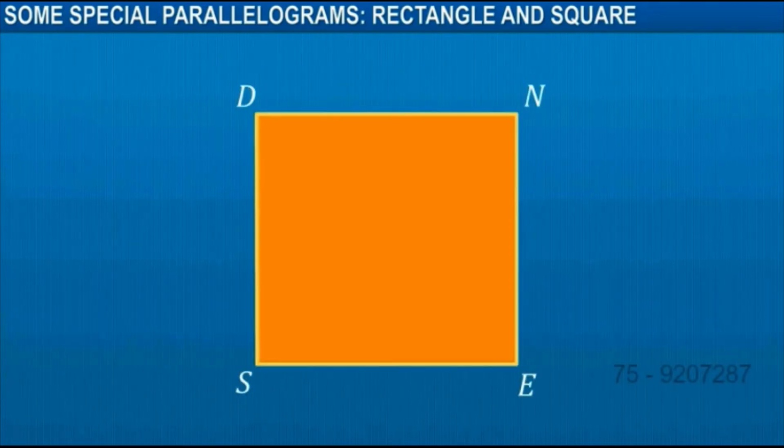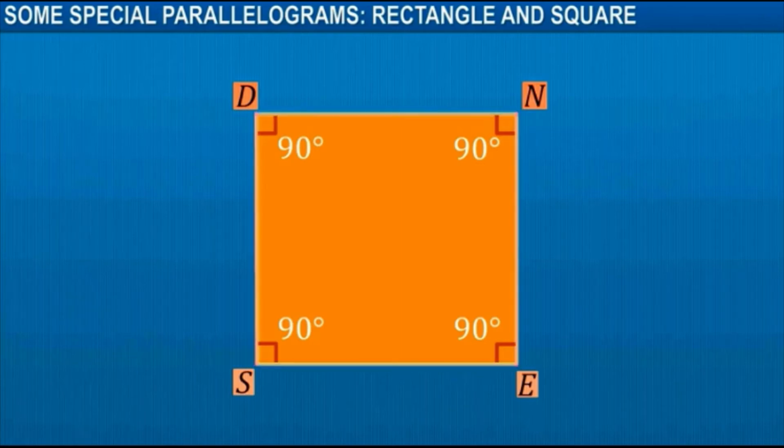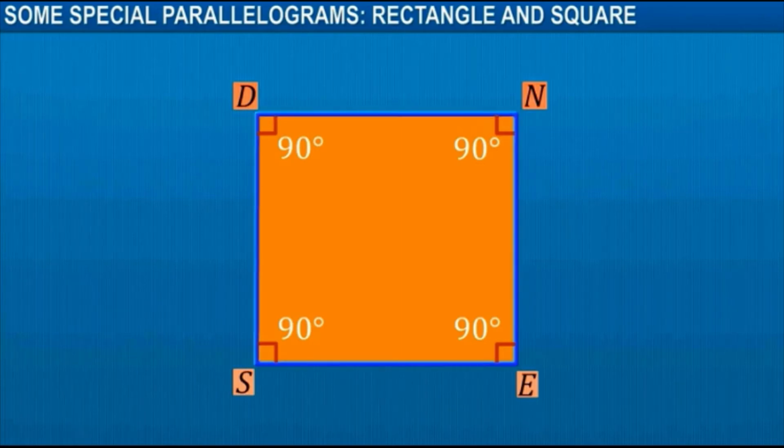Now, look at the parallelogram SEND. Its opposite sides are parallel and equal to each other. The angles are all right angles. So, it can be called a rectangle. But notice that all its sides are equal in length. Such a rectangle is called a square.